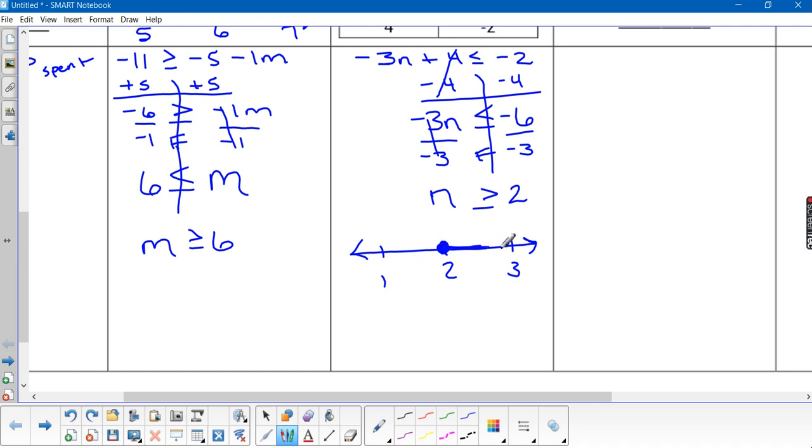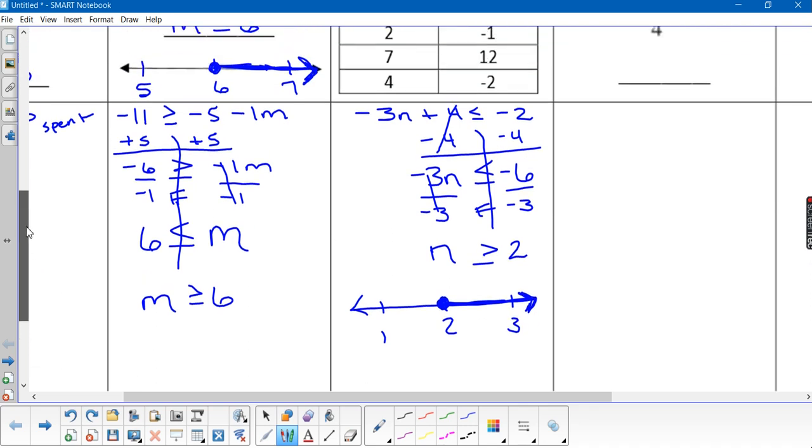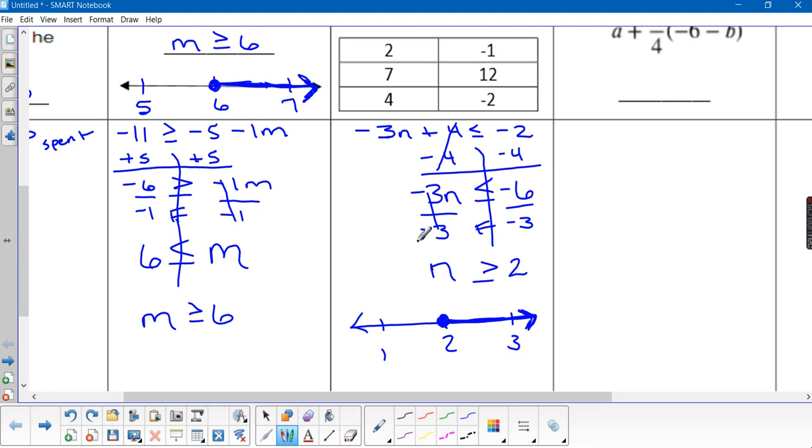And then since it's shaded to the right, I know I'm looking at numbers greater than or equal to 2, so that would include 3, 4, 5, and so on. So now let's go look at some choices, see what we got. All right, the first one is a 2. Yeah, buddy, that includes it because look, it's colored in.